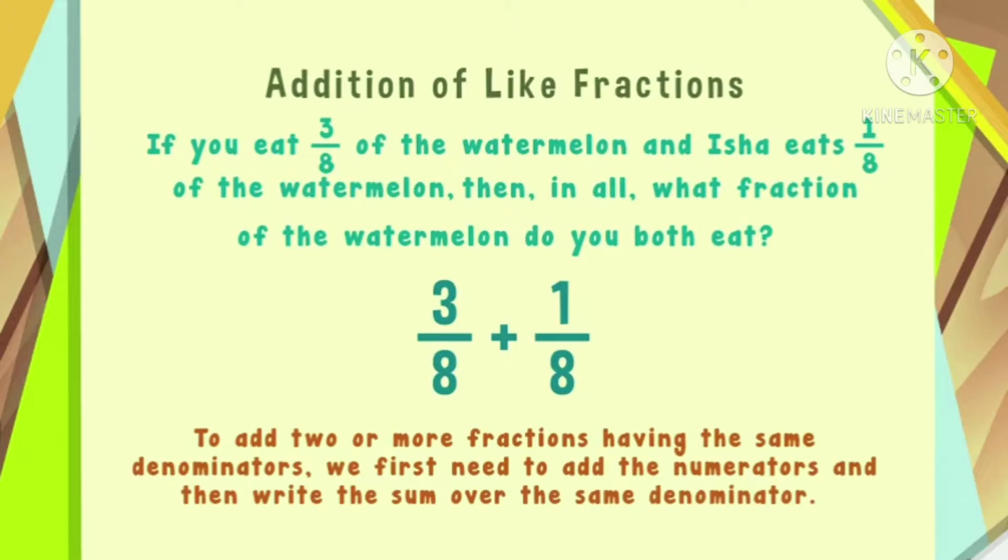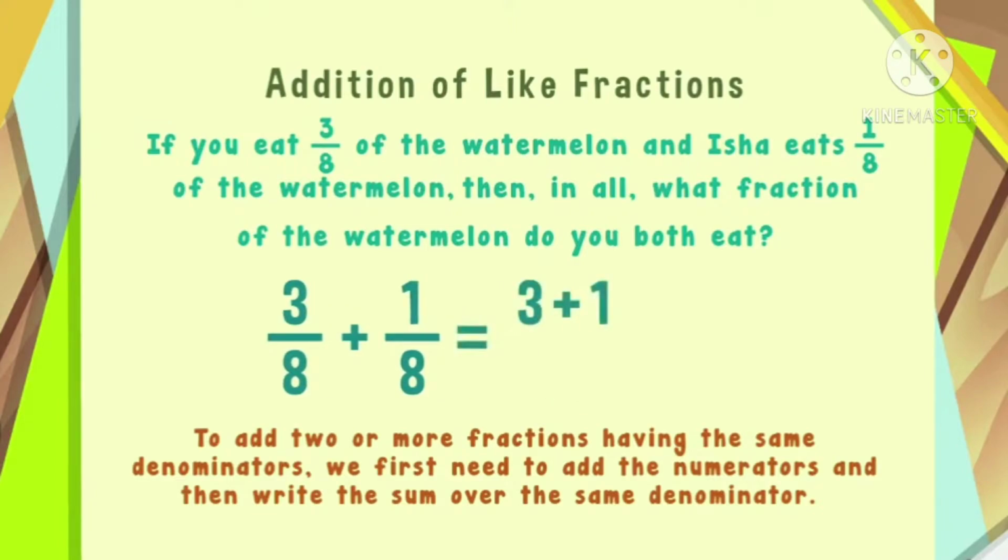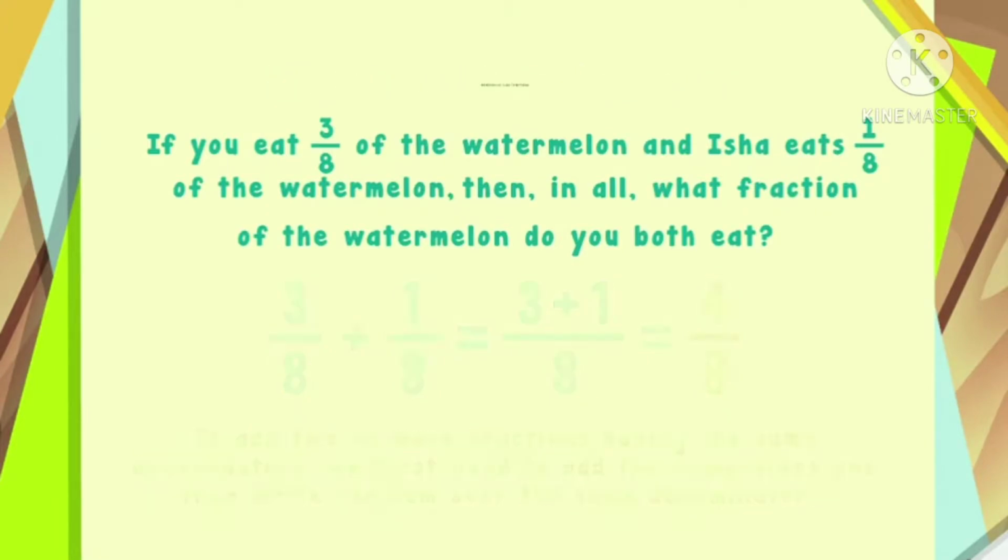Here, the denominator of the fractions 3 upon 8 and 1 upon 8 is 8. 3 and 1 are the numerators of the fractions. We need to add 3 and 1 and write the sum over the same denominator. 3 plus 1 equals 4. Thus, you both ate 4 upon 8 of the watermelon.